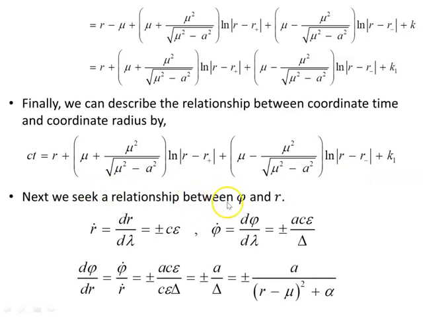And next we seek a relationship between phi and r. Well, r dot, dr d lambda, is plus or minus c times epsilon, plus for outgoing geodesic, minus for ingoing. Phi dot is d phi d lambda, plus or minus again, because it depends on which way the particle is going, co-rotating or counter-rotating, so prograde or retrograde. D phi dr is then phi dot on r dot, which is plus or minus ac epsilon on c epsilon delta, so it's plus or minus a on delta. Remember we found delta earlier could be written in this form here.